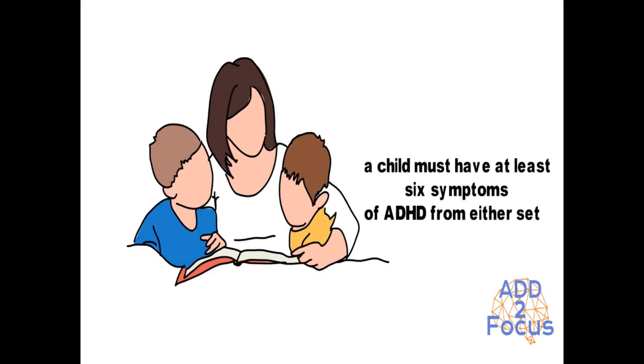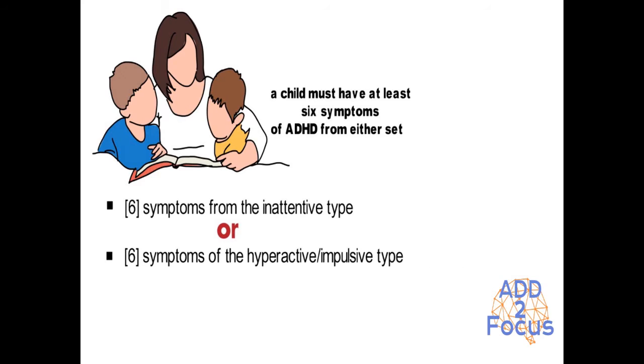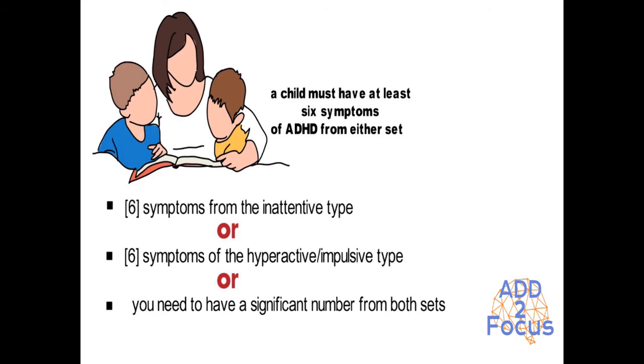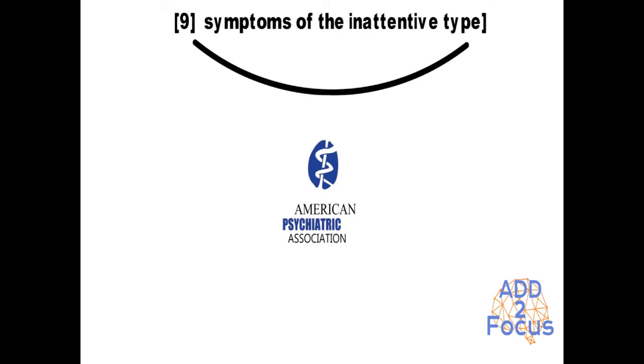have at least 6 symptoms of ADHD from either set. So 6 symptoms from the inattentive type or 6 symptoms from the hyperactive/impulsive type. Or you need to have a significant number from both sets. A small catch though, if you are over the age of 17, then you only need 5 to join the club. First, let's go over the 9 symptoms of the inattentive type, according to the American Psychiatric Association.